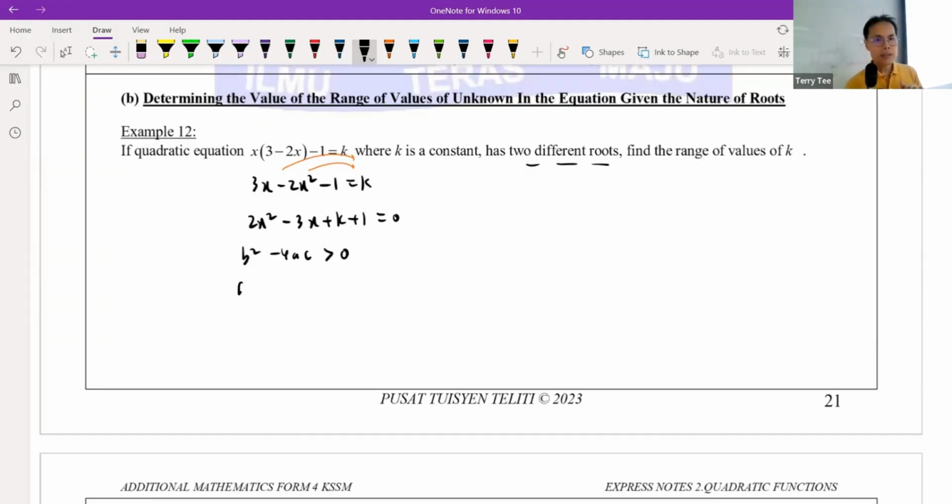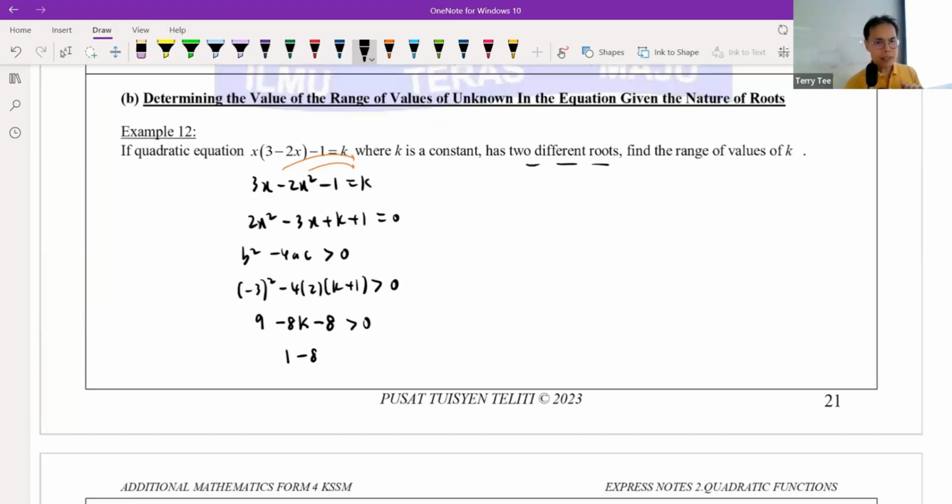So your b is -3 squared, minus 4ac, greater than 0. Can we square this? This is 9, right? 9. This is 8, right? Well, maybe I just multiply inside. 9 minus 8k minus 8 more than 0.